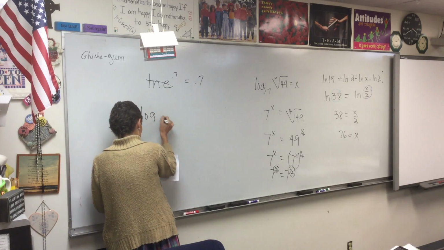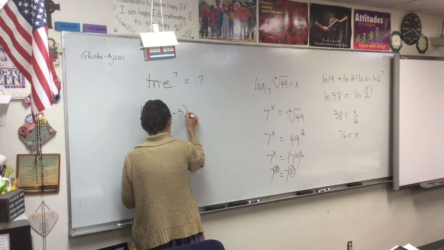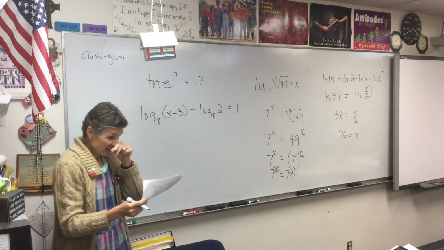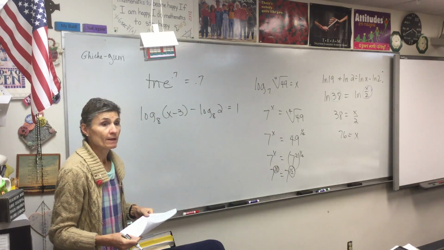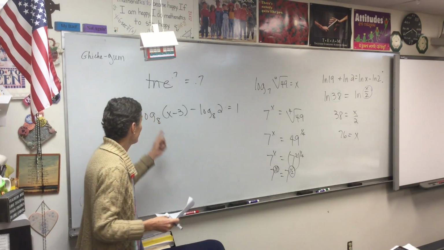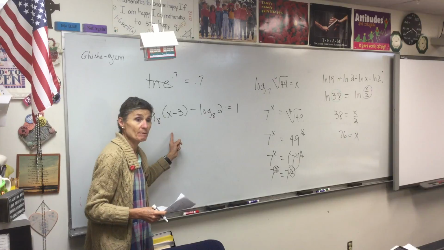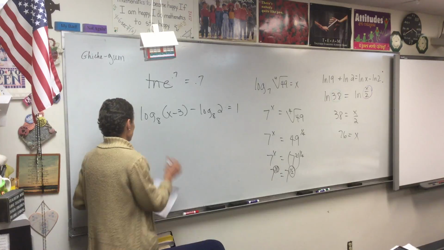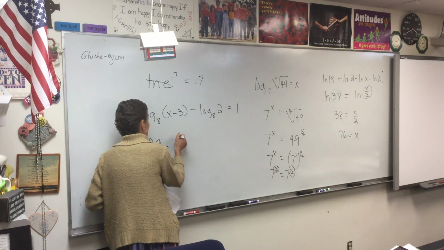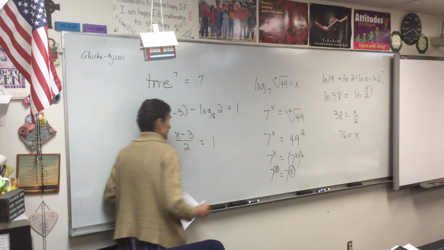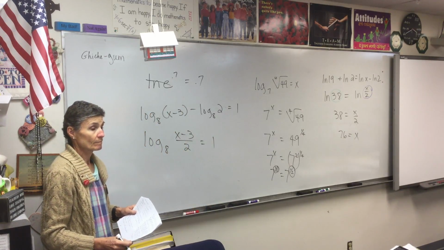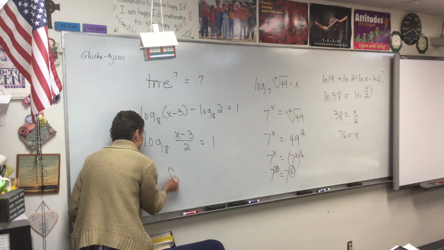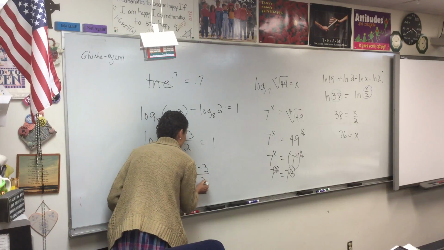Now what about F? What is going on with F? What's the issue? Too many logarithms. Got 2 logarithms here. They have got to be put together. And since that's a minus, they're going to be put together as a division. So it's going to be the log base 8 of x minus 3 over 2 equals 1. It would be 8 to the first equals x minus 3 over 2.